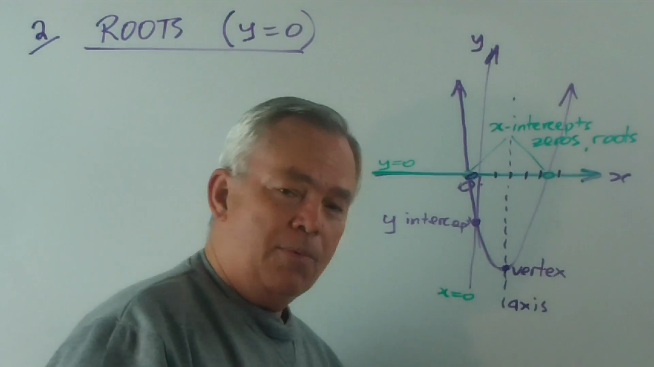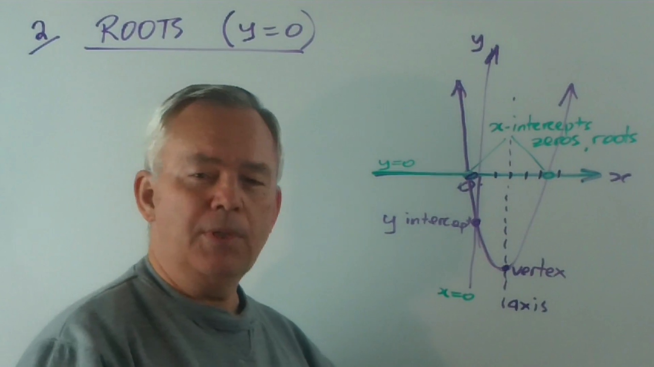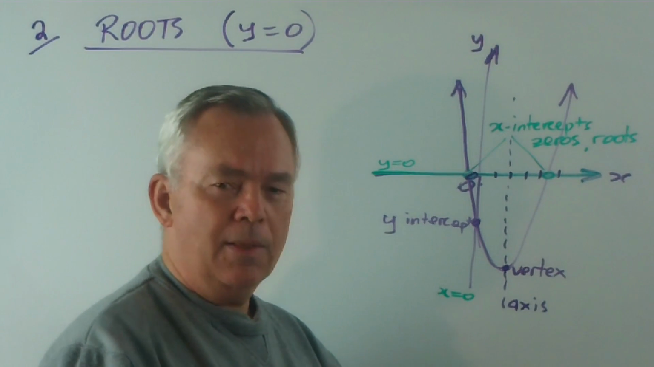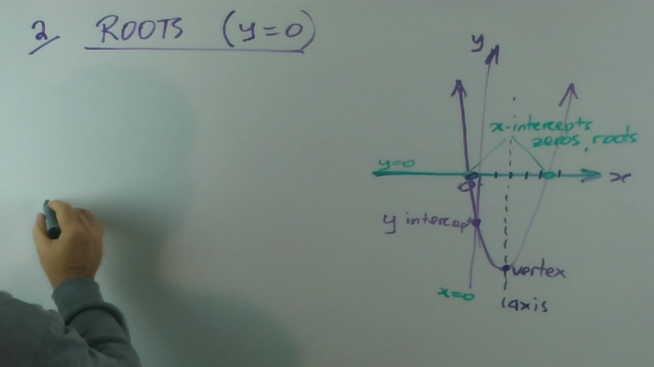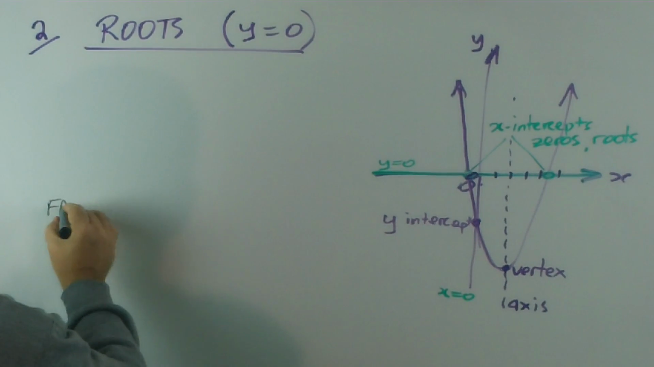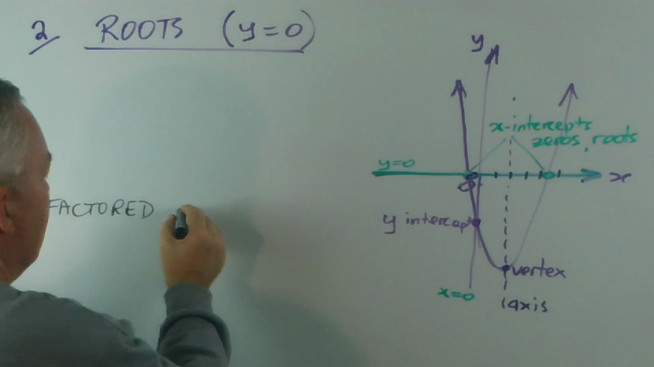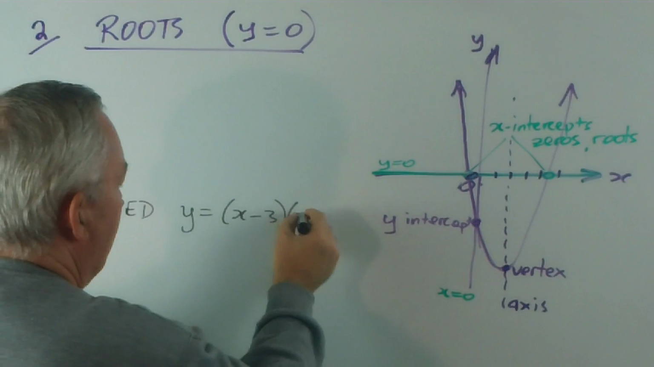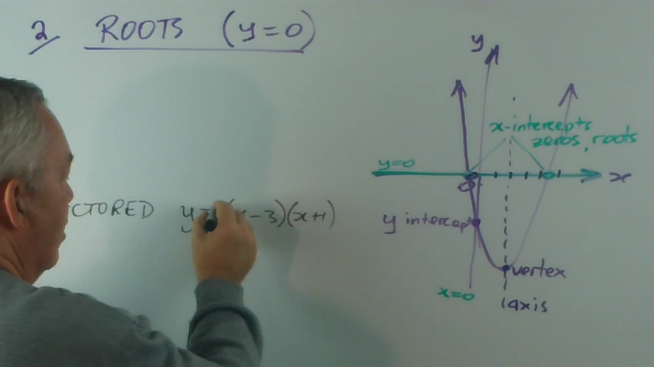Now, after that we have a problem. And the problem is the quadratic equation you're given can come to you in a variety of forms. And we saw that in the last video as well. You might get it in what we call the factored form. And in this case it might look something like y equals x minus 3, x plus 1. You might have a constant out the front.